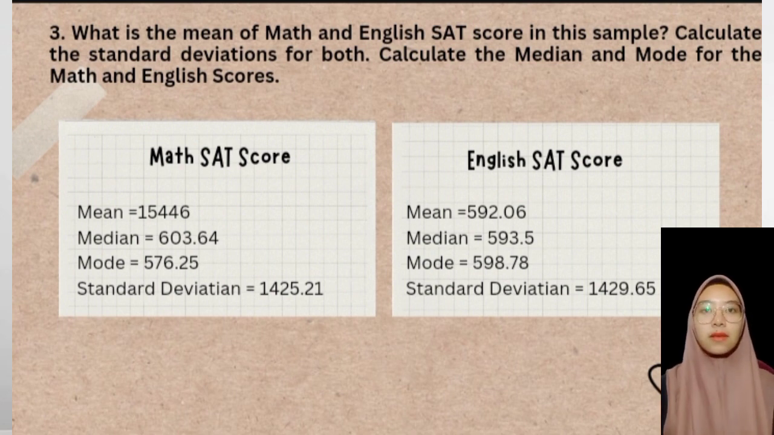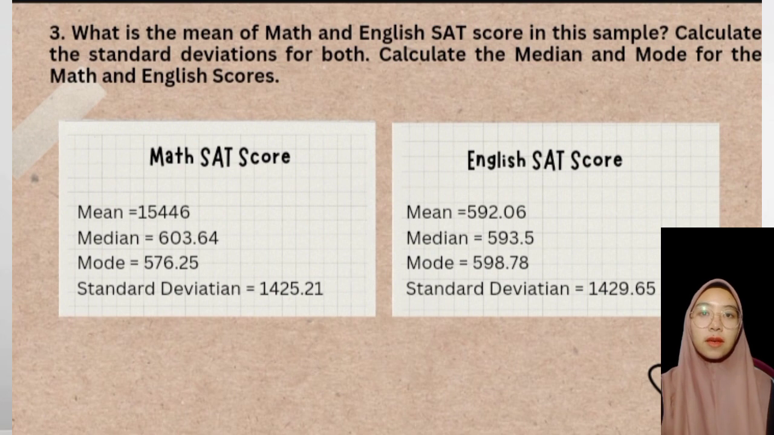For the math SAT score, the mean is 15446. The median is 603.64. The mode is 576.25. And the standard deviation in the math SAT score is 1429.65.